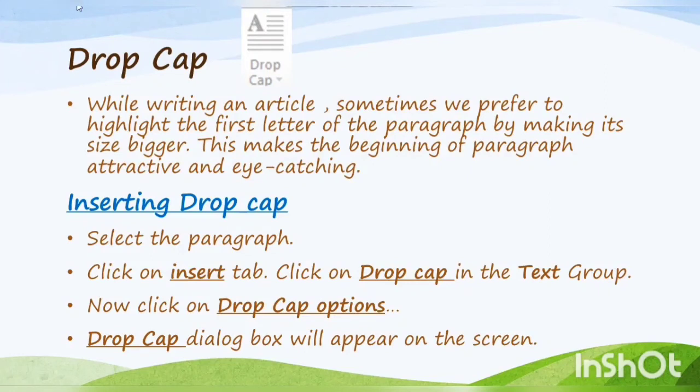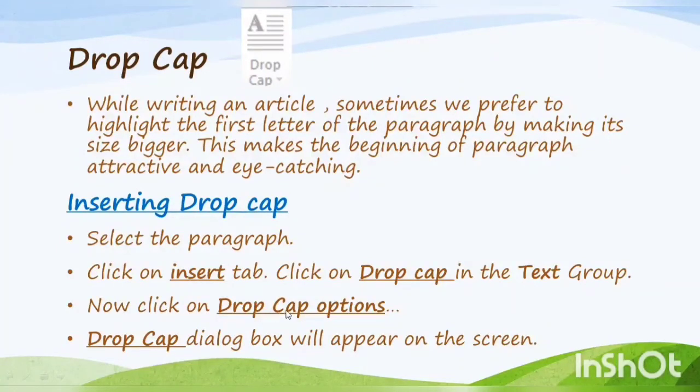So as you can see in the image over here, the letter A alone is bigger and has been dragged down 3 or 4 lines. This makes your article look very eye-catchy and highlighted. So how are we going to insert this? You have to go to the Insert tab and then choose Drop Cap in the Text group.